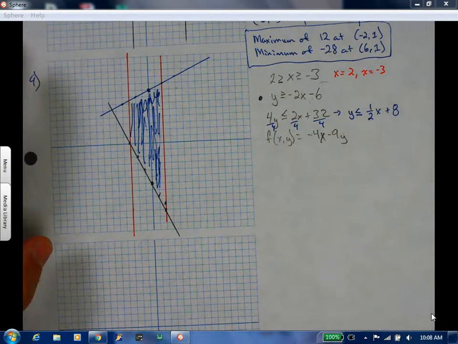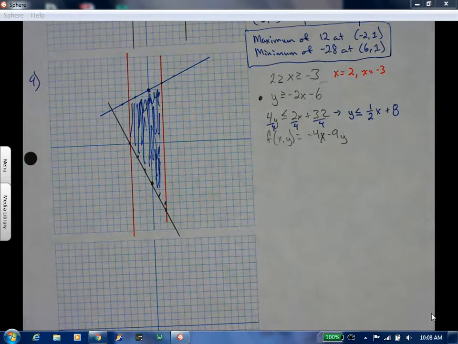Okay. So once you get it figured out what your bounded region is, what your area is, then you're going to list the vertices, the function, the value, and you're looking for the minimum and the maximum.